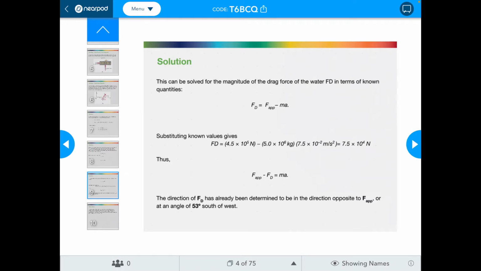So there we go. They have it as 7.5 times 10 to the 4th newtons, which is the same thing as 75,000 newtons.